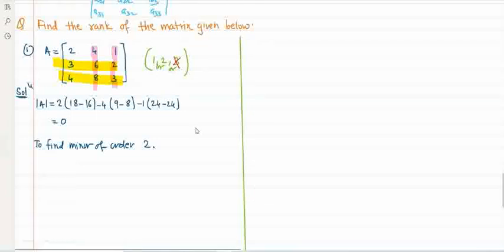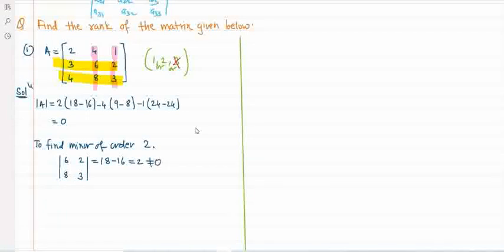Intersection of these. Minor of order 2. Directly I am writing the final step. Intersection of these: 6 2 8 3. Now these calculations may be different. Suppose someone is selecting first and second column, your calculations may be different. What is the evaluation? 3 6 are 18 minus 16, which is 2, which is not equal to 0.